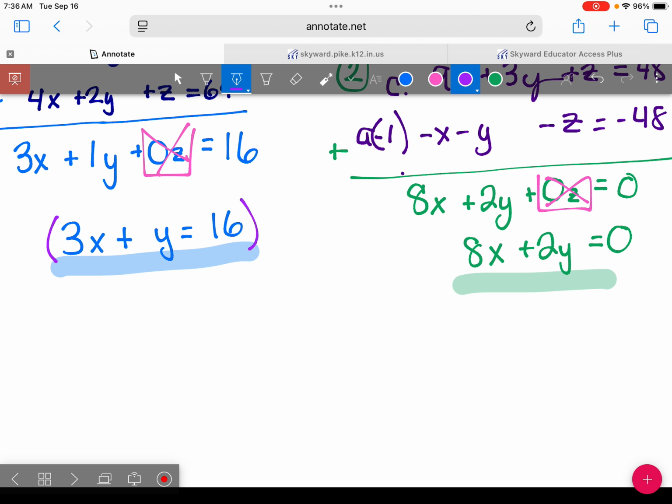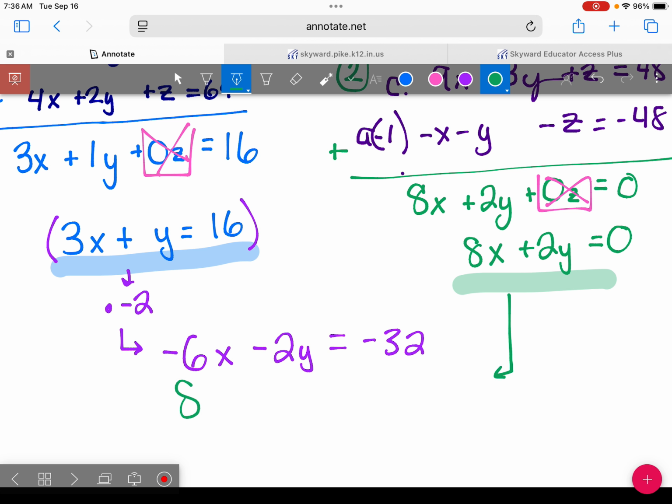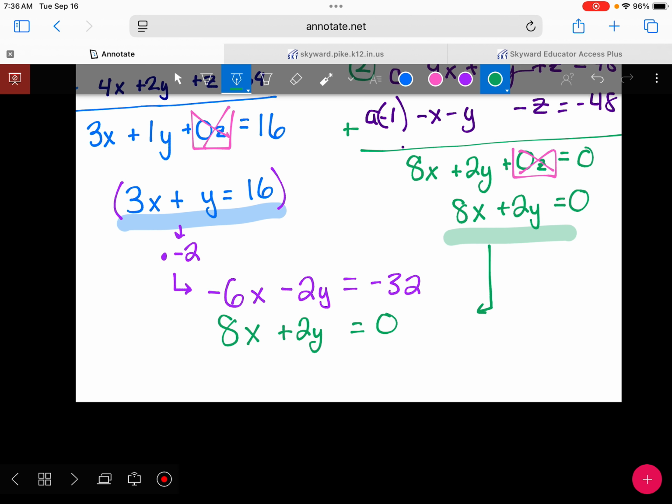If I take this blue one over here and multiply it times -2, then I should get my y's to cancel out. So if I multiply this by our -2, I'm going to get -6x minus 2y, and our 16 times -2 gives us a -32. This green one, I'm just going to plug underneath. So we're going to have our 8x plus 2y equals 0. So I multiplied the blue one by -2, and I just brought the green one over.